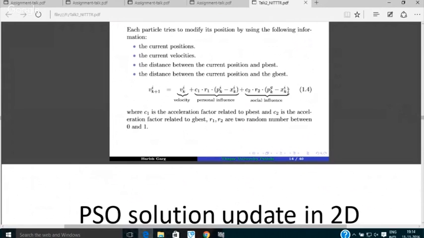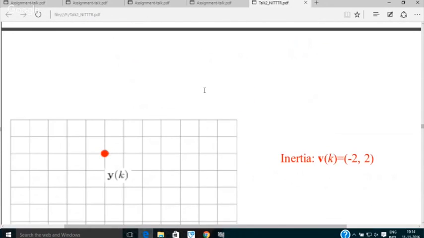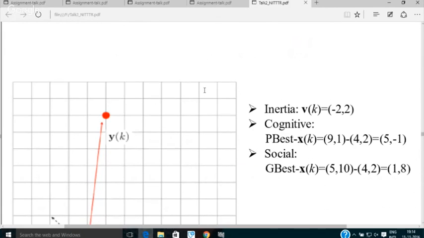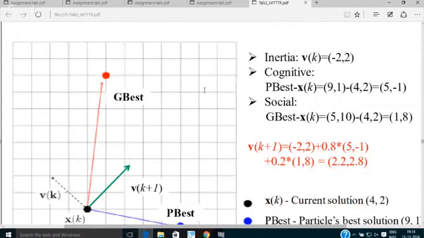So now equation 1.4 becomes: this number is my minus 2,2. c1 and r1, they are random numbers, you can choose them. So I choose c1 r1 combined to be 0.8, and c2 r2 to be 0.2. So V_(k+1) is my V_k velocity plus the terms, and after this you get 2.2 and 2.8.